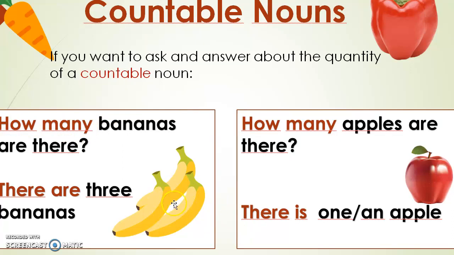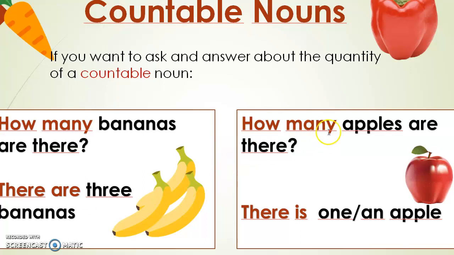For example, in these pictures, I want to know about the number of bananas that we have here in the picture. So we have 1, 2, 3. But what would be the correct way to ask? So we have how many bananas, because we have the plural, are there, right? Remember that we use are in plural, right? How many bananas are there? ¿Cuántas bananas hay? The answer, there are 3 bananas. There are means plural. There are 3 bananas, okay?